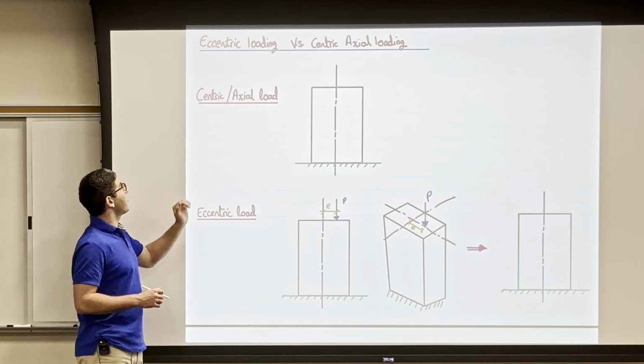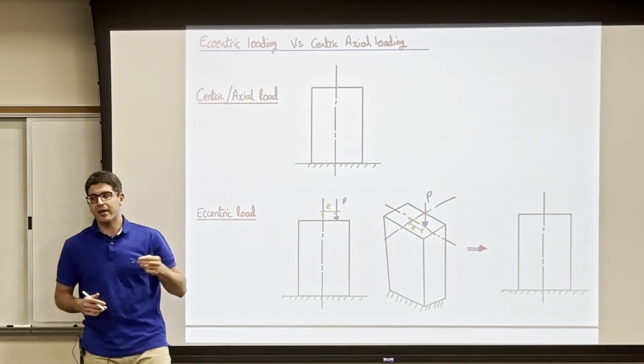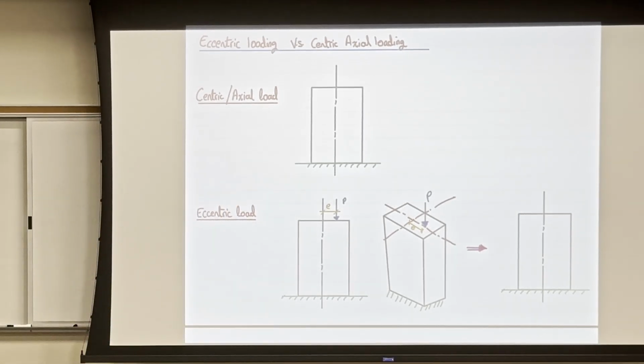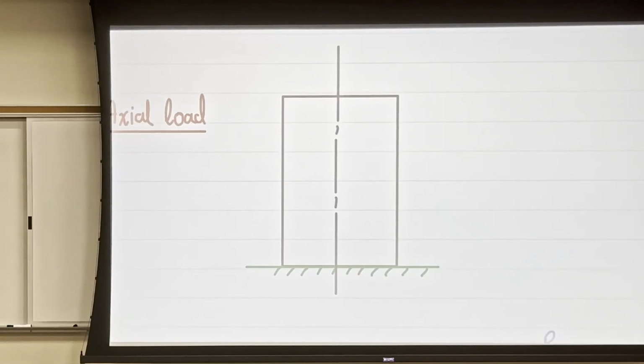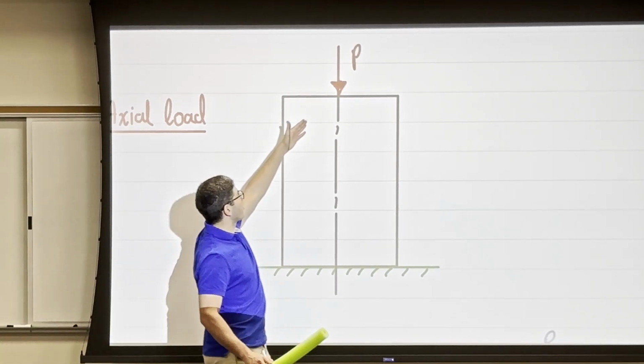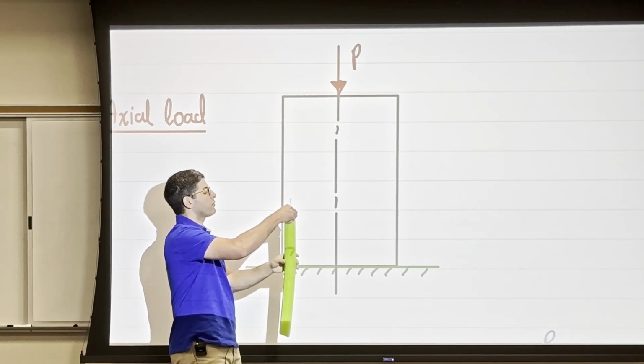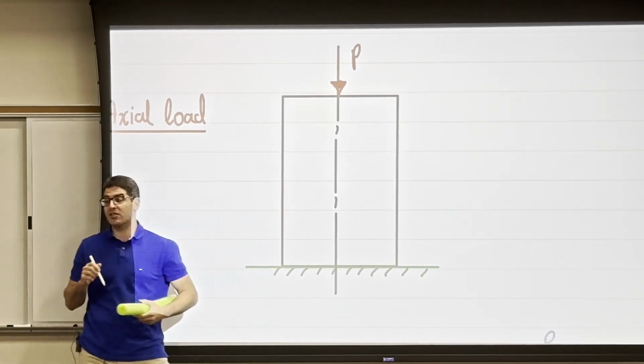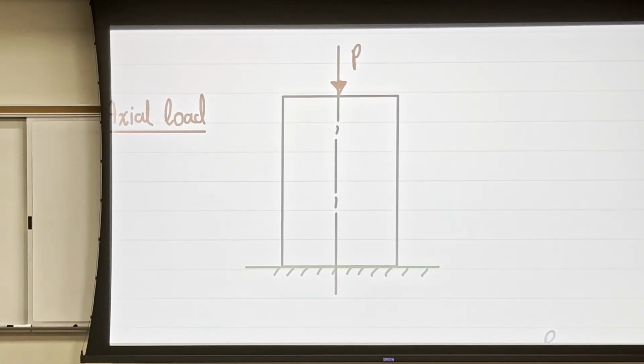So if I do have centric or axial load, what does that mean? That means that that column has a force or axial force that is applied on the core of the column, at its centroid, or at its longitudinal axis of the column. And this is what we deal with.